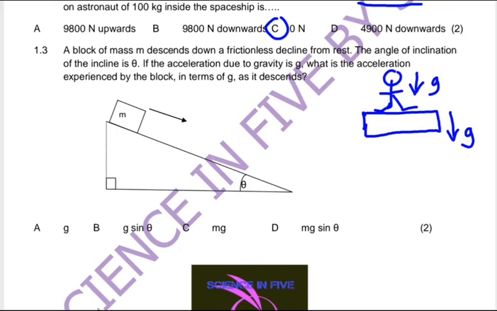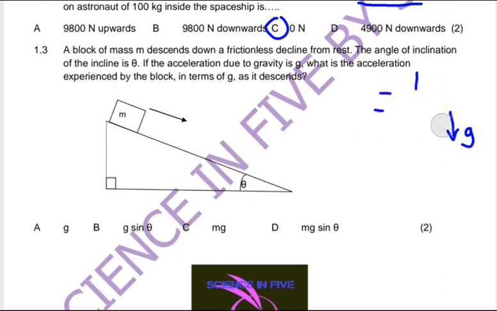Okay, 1.3, we are told a block of mass m descends a frictionless decline from rest. So from rest always means initial velocity is 0. The angle of inclination of the incline is theta. If the acceleration due to gravity is g, what is the acceleration experienced by the block in terms of g as it descends? The only force that acts on the block is the parallel component of the weight. This is the force that will pull the block downwards.